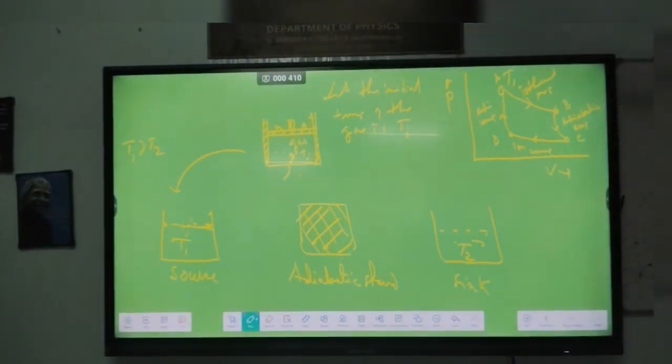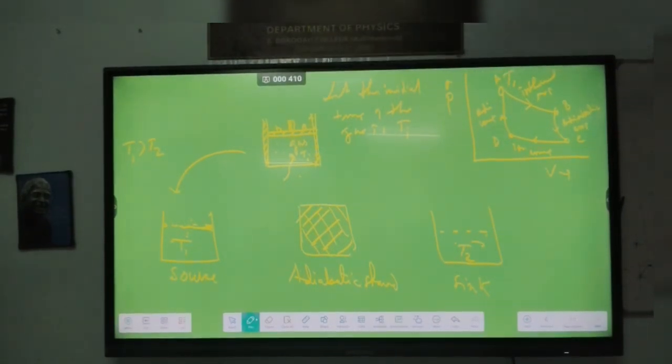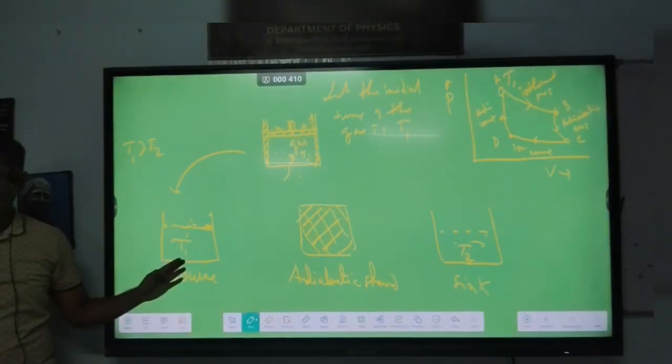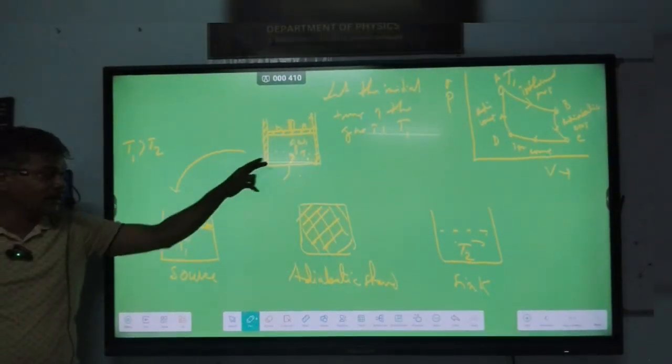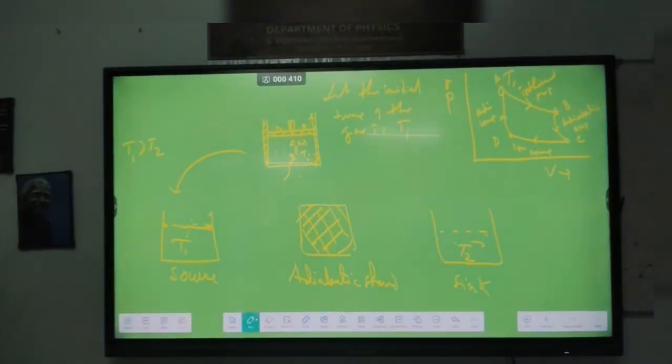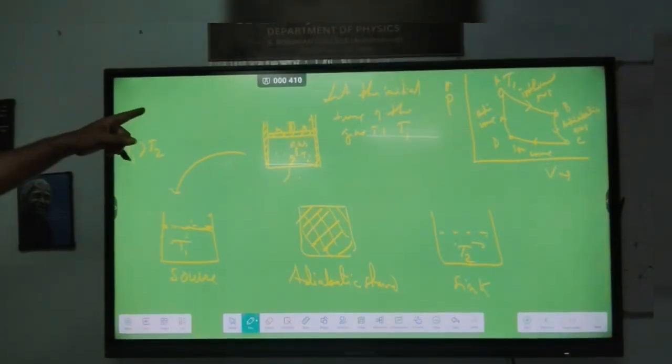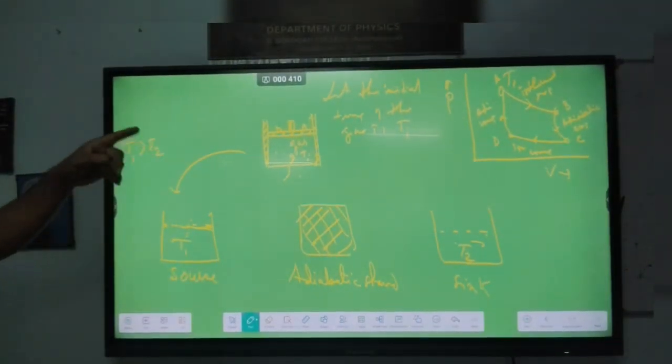I will put the gas over the source and let the gas equate the temperature of the source, so the temperature of the gas becomes T1, equal to the source. Whenever the temperature of the gas is equal to the source, will there be any exchange of heat? No, because the temperature of the source and the gas are the same, there will be no transfer of heat. I need an isothermal expansion. So that is my starting point.